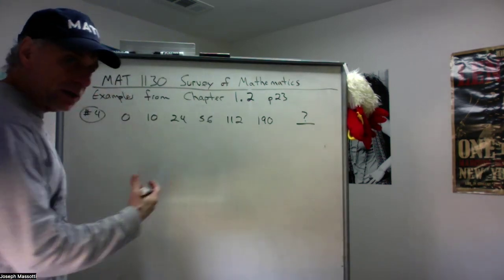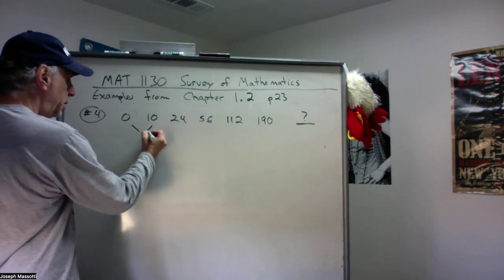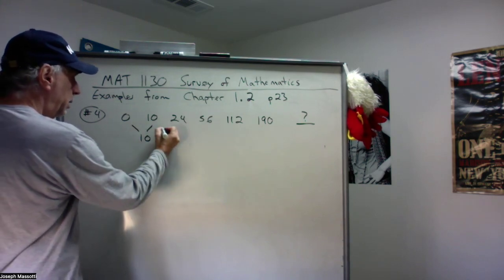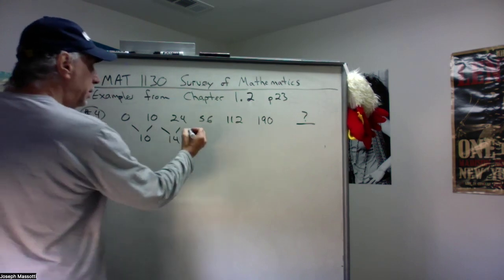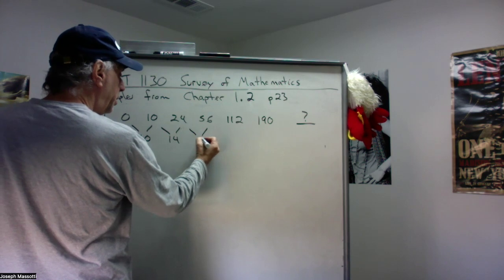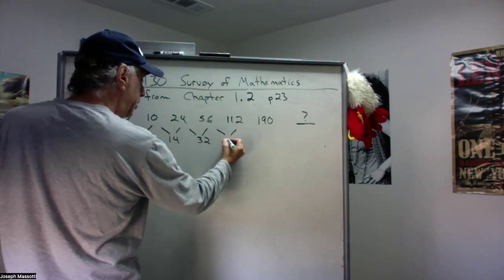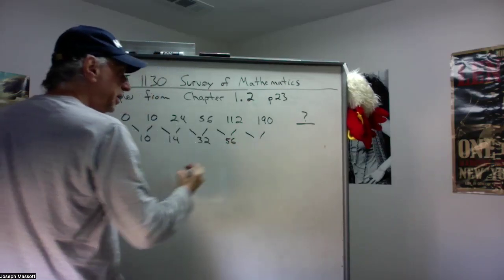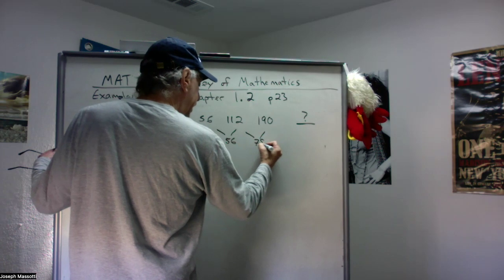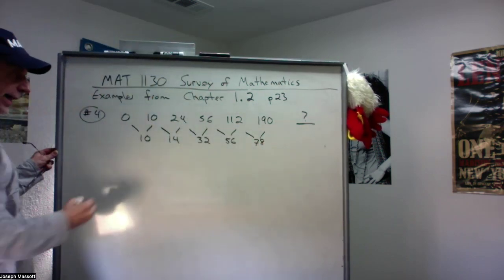So we go through our process just like we did with the previous one. We take the difference. Here is 10. Here is 14. Here is 32. Here is 56. Here is 78. All right, obviously those are not the same numbers, so we go another line.